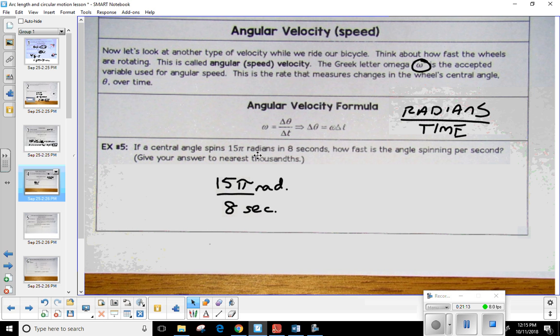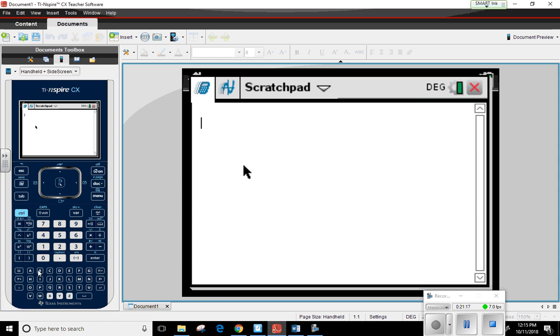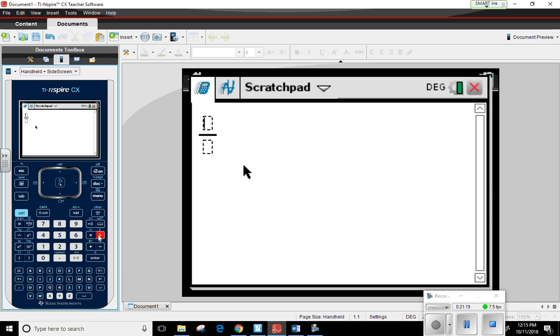Let's go ahead and figure out what that is. 15 pi divided by 8. And the nearest thousandth, how many decimal places is that? 3. Okay, so 15, let's see if it works.